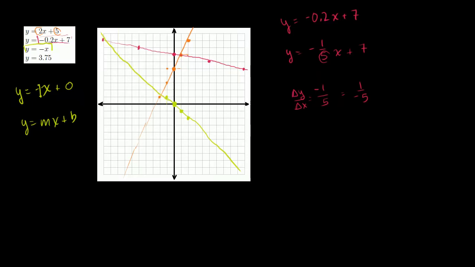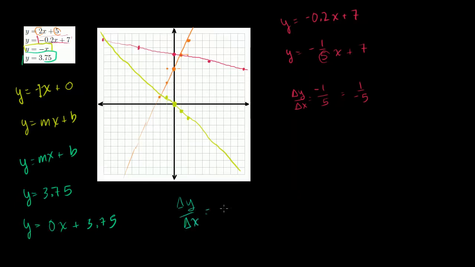Now I'll do one more. Let's do this last one right here. y is equal to 3.75. So now you're saying, gee, we're looking for y is equal to mx plus b. Where is this x term? It's completely gone. Well, the reality here is this could be rewritten as y is equal to 0x plus 3.75. Now it makes sense. The slope is 0. No matter how much we change our x, y does not change.